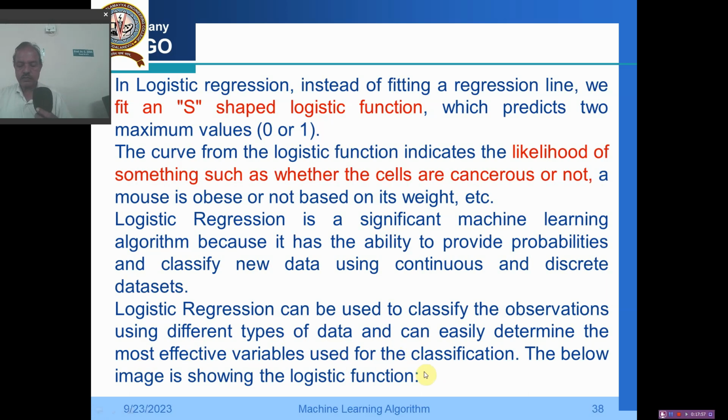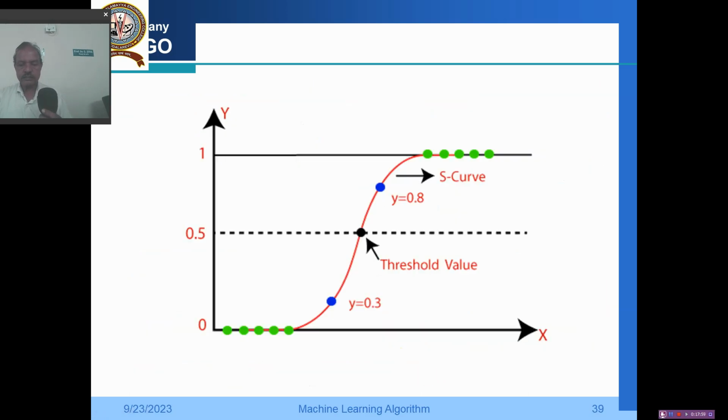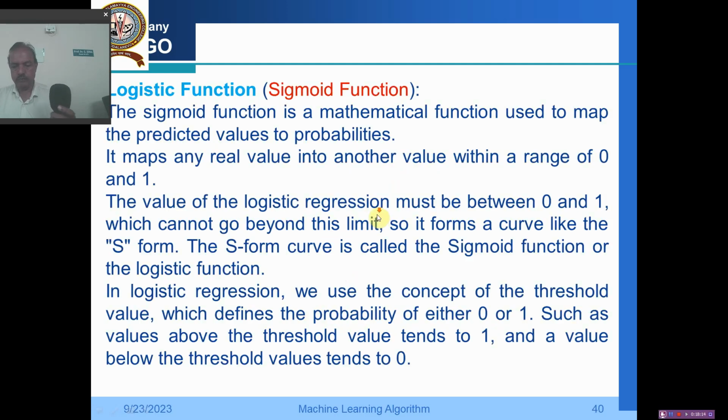Okay, from the image below we can clearly understand. Here is a logistic regression. It varies between 0 and 1. Here we are using the concept of a threshold value. If it is less than 0.5, it is 0. If it is more than 0.5, it is 1. So it is more or less equivalent to the sigmoid function.